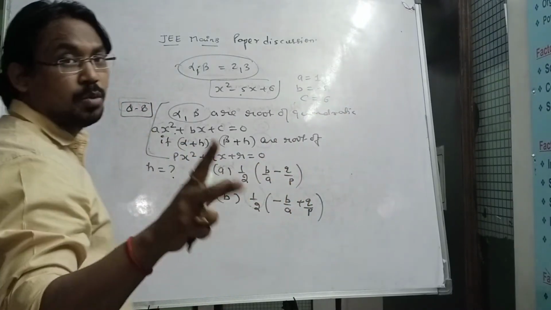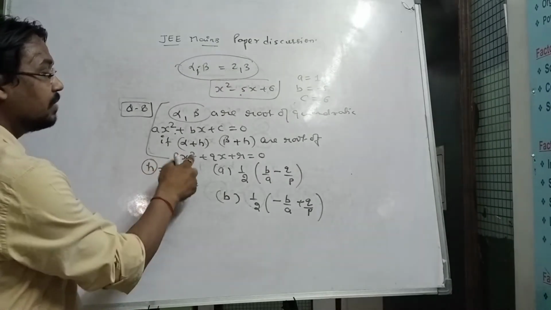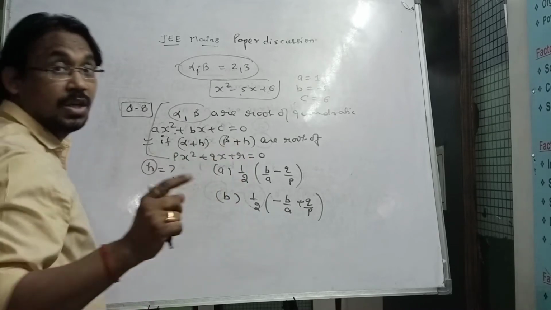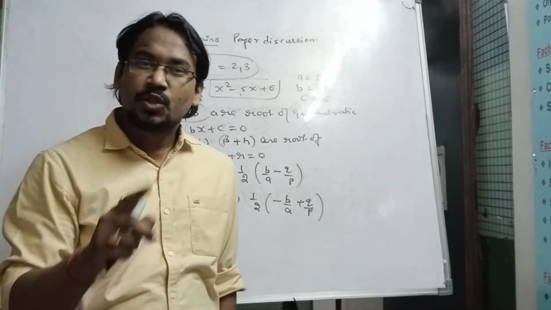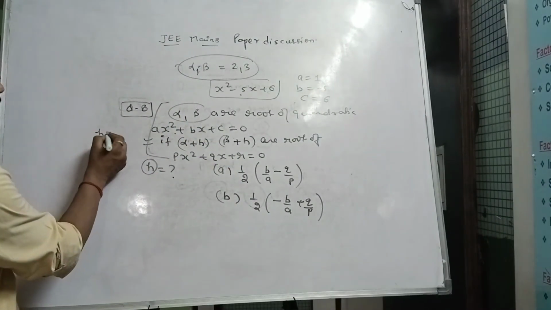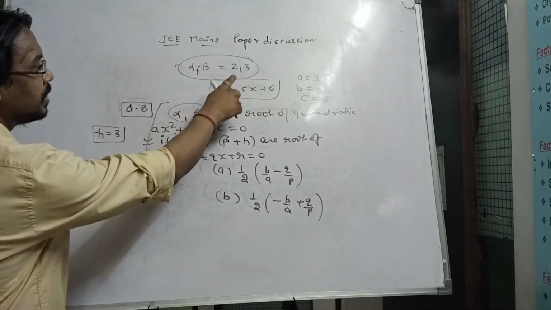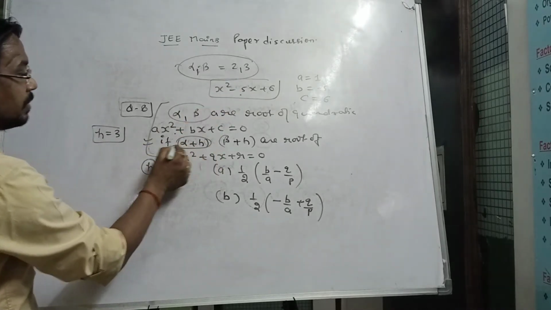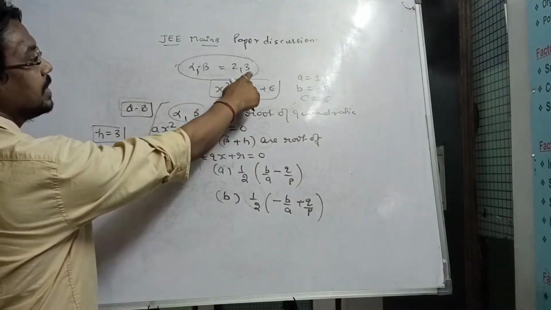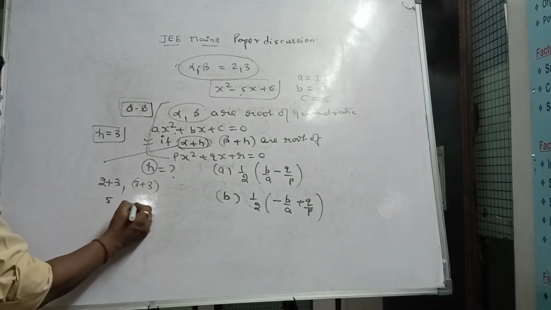Now you guys have to pay attention that they are asking the value of h, and they have given a new equation by the name of alpha plus h and beta plus h. So by my side you can assume h as 3. Okay, so when you have assumed h as 3, the new roots become this. Here we will put the value, that is 2 plus 3 comma beta plus h, beta is 3, so 3 plus 3, so new roots are 5 comma 6.